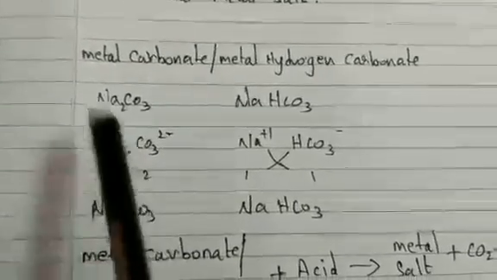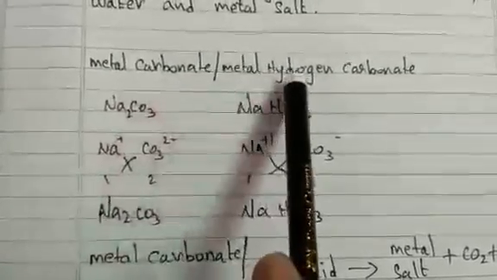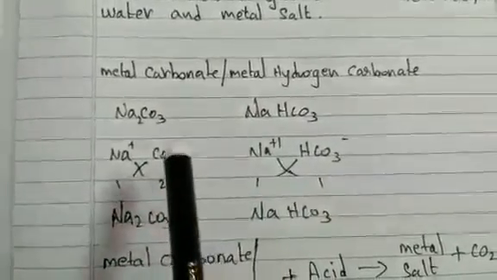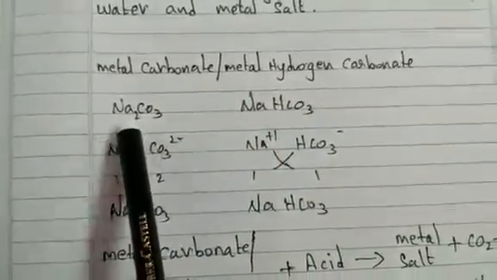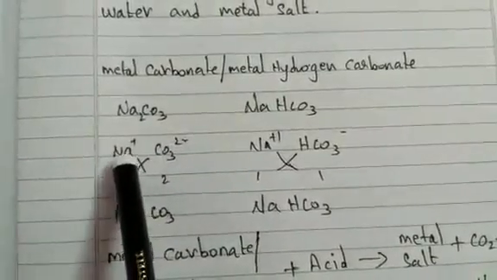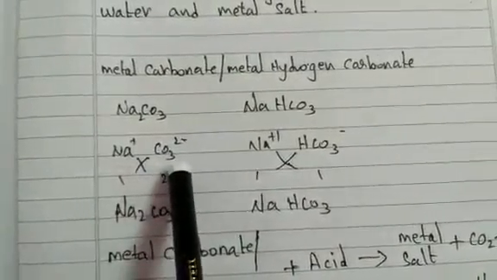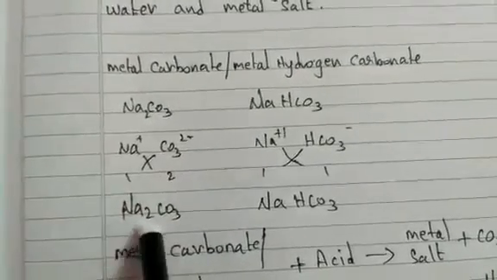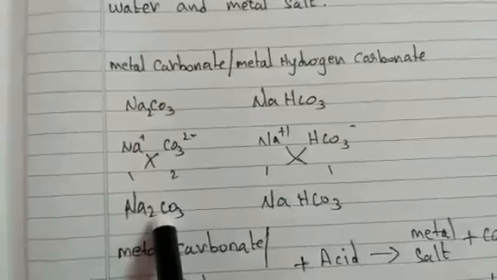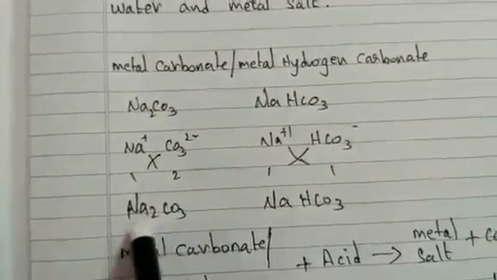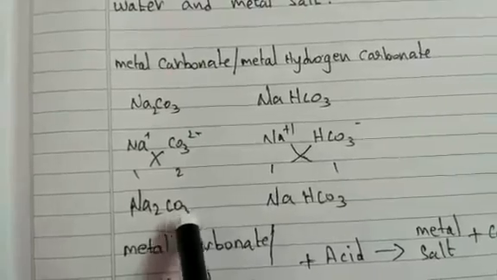Let us see what is the meaning of metal carbonate and metal hydrogen carbonate. First, make it clear what is a metal carbonate and what is a metal hydrogen carbonate. This is very important. Since you have studied this in 9th standard, today I am just recapping. Na2CO3 is sodium carbonate. How does it come? Na is 1 plus, CO3 is 2 minus, put the 2 down and the 1 crisscross: Na2CO3. This is known as metal carbonate because sodium is a metal and CO3 stands for carbonate. So metal with carbonate is known as metal carbonate.